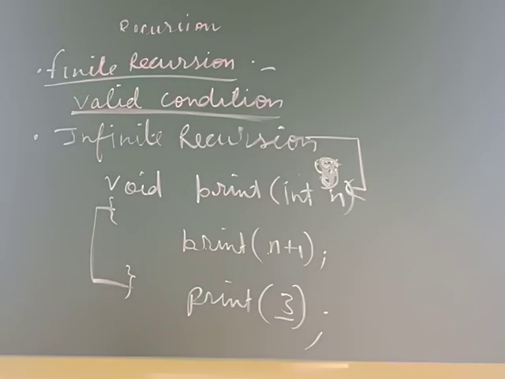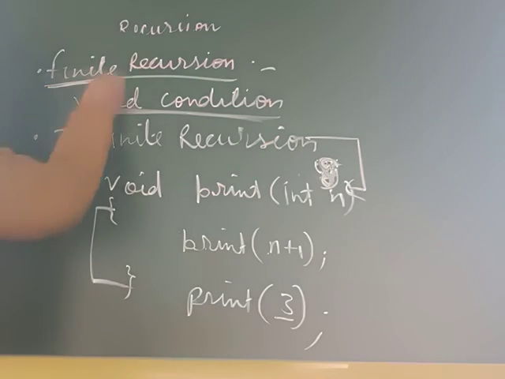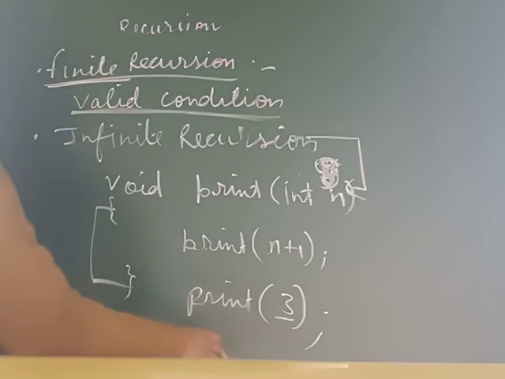So recursion is of two types. One provides a valid condition, and another has no condition or an invalid condition. Finite recursion is one in which there is some condition on which it has to stop. A finite recursion contains a valid base case, but infinite recursion does not have any valid base case. Is it done? So this is for the finite and the infinite recursion.